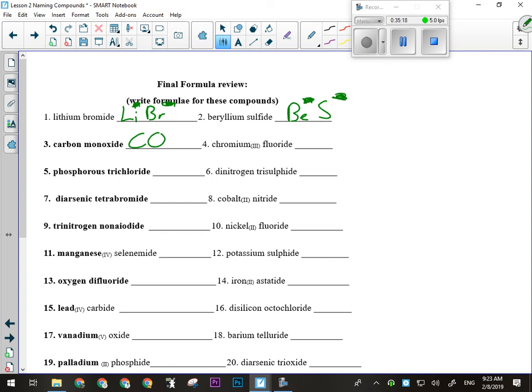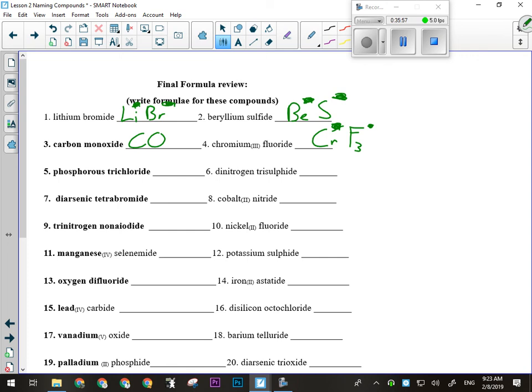Question number 4, we got chromium with a Roman numeral 3 after it, and fluoride. Chromium is a metal. Obviously, we only ever see Roman numerals in ionic compounds. That little Roman numeral 3 tells me that since chromium has more than one possible charge, I am to use the 3+ charge when I do my drop and swap. That's what the Roman numeral tells me. Then I have fluorine, which is a -1. So here I drop and swap. The 1 goes to chromium. I don't write it. The 3 goes to fluorine. I got CrF3 for my formula.